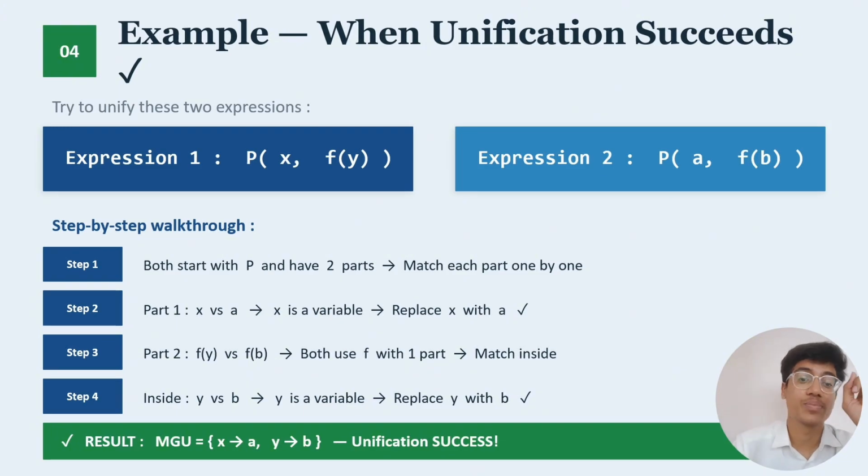Expression 1 is p of x, f of y. Expression 2 is p of a, f of b. A step by step walkthrough. Step 1: both start with a p and have two parts. Match each part one by one. Part 1 is x versus a, and x is a variable, so replace x with a.